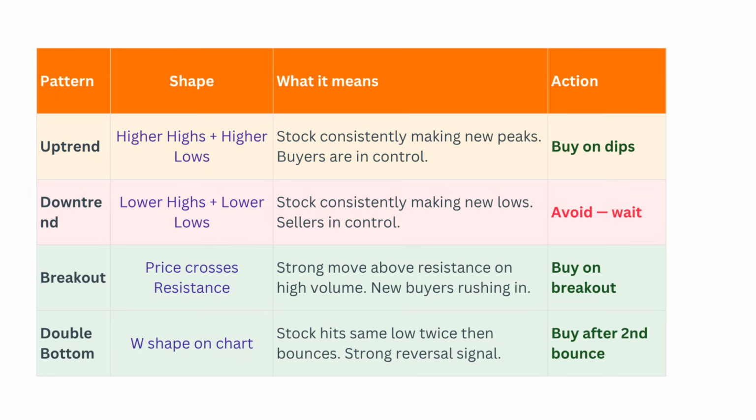Then comes breakout. Price crosses its resistance, a strong move above the resistance on high volume. New buyers are rushing in, buy on breakout. Then double bottom, that is a W shape in the chart. The stock hits the same low twice, then bounces back. Strong reversal signal, buy after the second bounce.